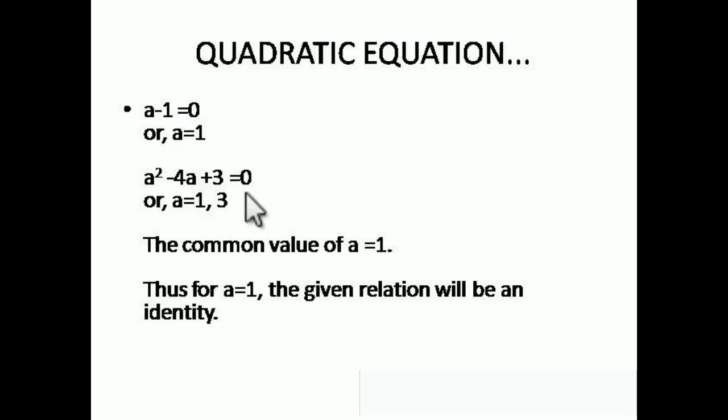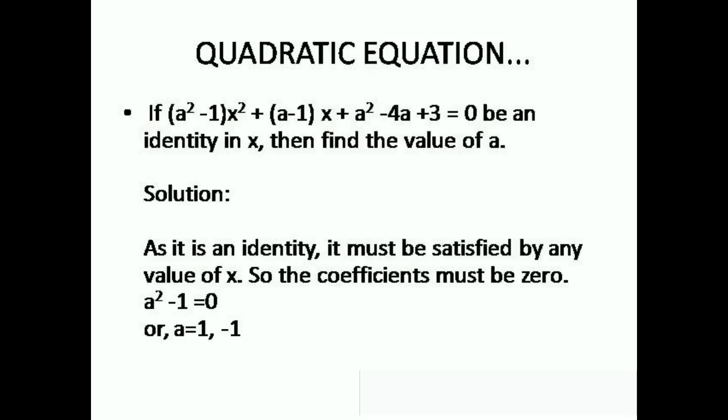So we have (a minus 1) into (a minus 3) is equal to 0, that is a is equal to 1 and 3. For all three of these, the common value is a is equal to 1. Okay, a is equal to 1 is the common value. So a is equal to 1. If we put a is equal to 1, then the relation will be an identity. Okay, so what is an identity? Identity in x, that means all the coefficients must be 0. Okay, very simple question. So this is all about the quadratic equation.